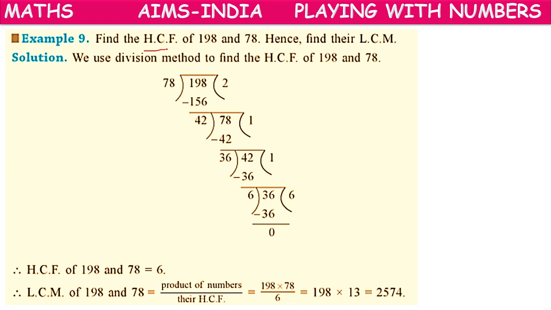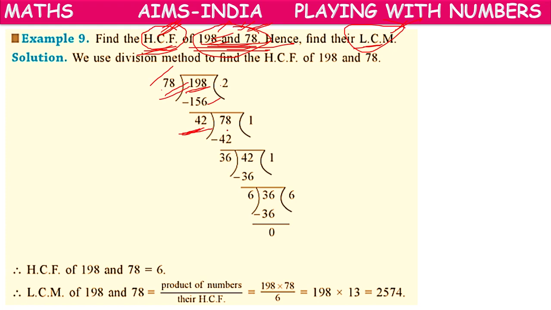Next. Find the HCF of 198 and 78. Find their LCM. First we have to find the HCF, and with the help of HCF we have to find the LCM. These two are the given numbers. So how to find the HCF of given numbers? The biggest number will become dividend, the smallest number will become divisor. So 78 2 times 156, 42 remainder.